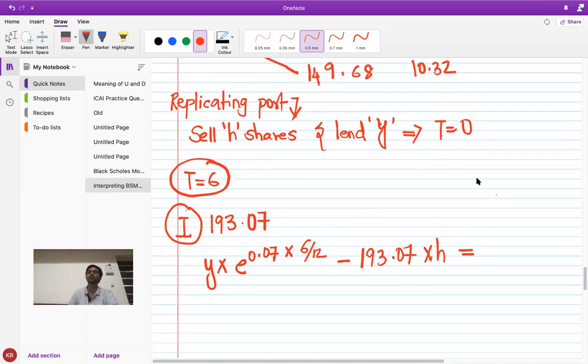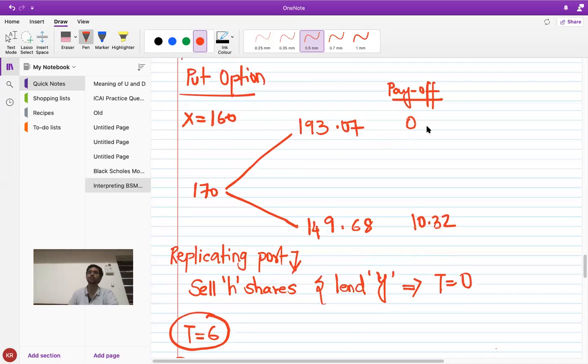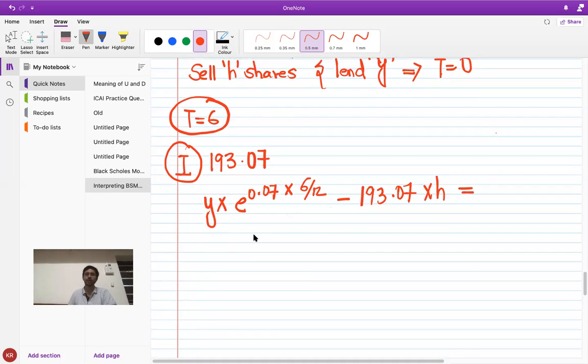when the share price is 193. And the payoff that a put option will have when the share price is 193 is 0. So the payoff of this replicating portfolio should be 0, is what I'm saying. When I'm equating it to 0, what I'm essentially saying is the payoff of this portfolio should equal the payoff of the put option when the share price is 193, which is equal to 0. Therefore, I've equated this to 0.